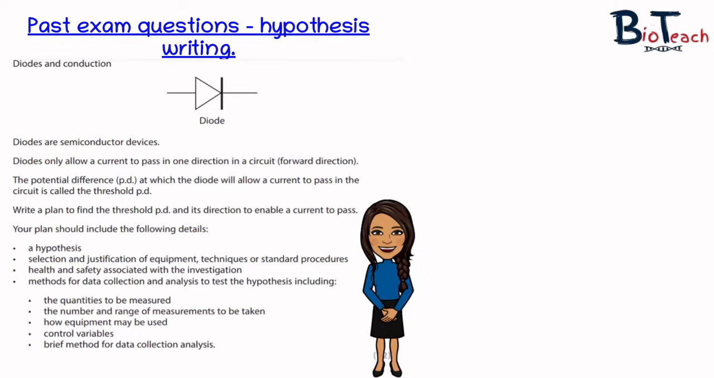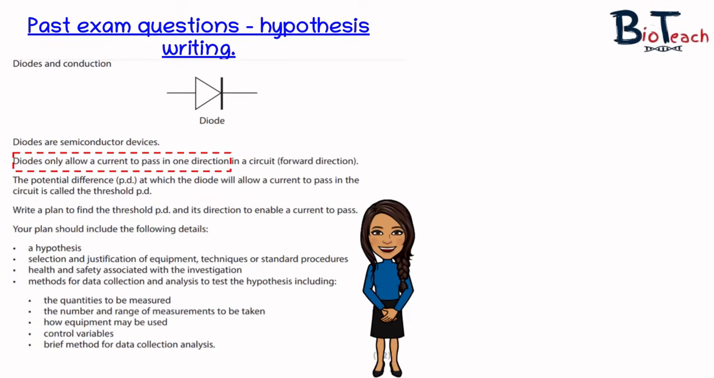So, as always, I wanted to include some past paper questions to give you an idea of what question 4 would look like. This first one is about diodes and conduction. It says that diodes are semiconductor devices and they only allow a current to pass in one direction in a circuit, so a forward direction. It talks about a potential difference at which the diode will allow the current to pass in the circuit, and that's called the threshold PD, or the threshold potential difference. So question 4 normally asks you to write a plan, but we're not going to do that. We're simply just looking at the hypothesis.